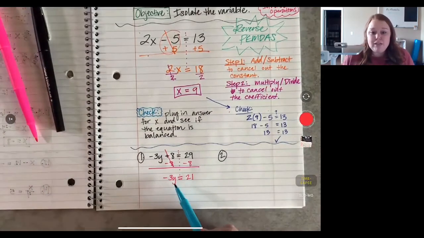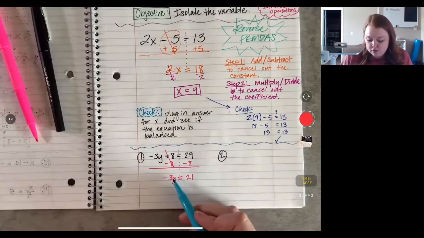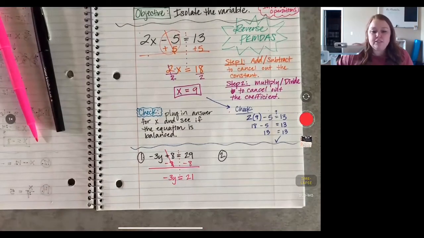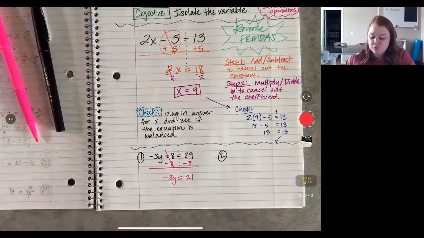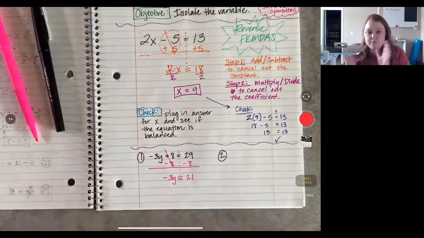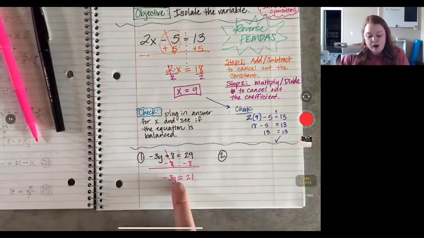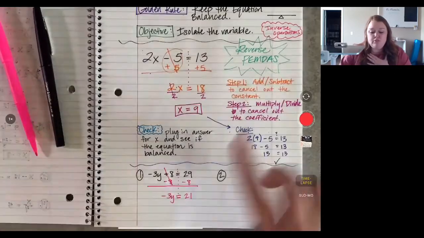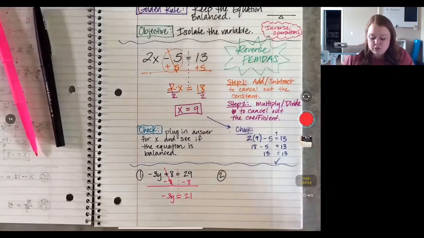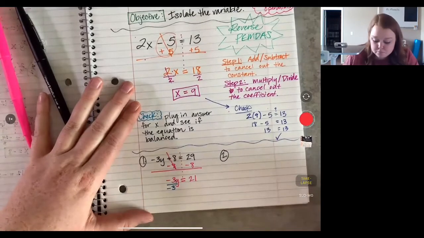Now y is not isolated, and it needs to be. So I look and go, how do I get rid of that negative 3? Some of you are thinking, oh, I would add 3. It's an easy mistake to do, but no. When these two numbers are crammed together like that, multiplication is happening, right? So y is multiplying by negative 3. So I'm going to do the inverse of multiplication, which is division. I'm going to divide by negative 3.